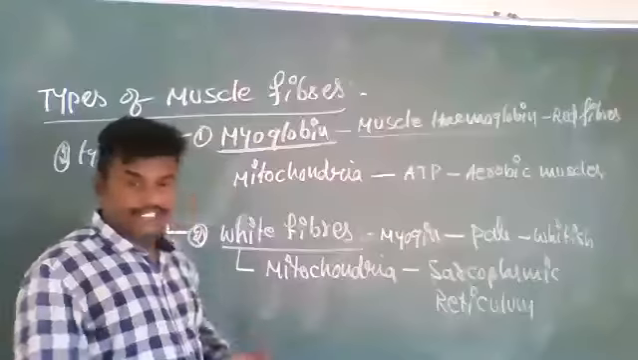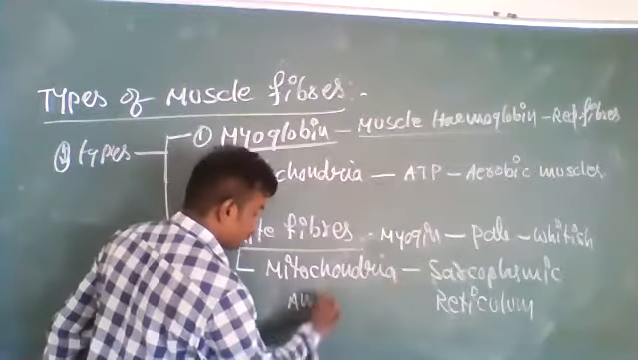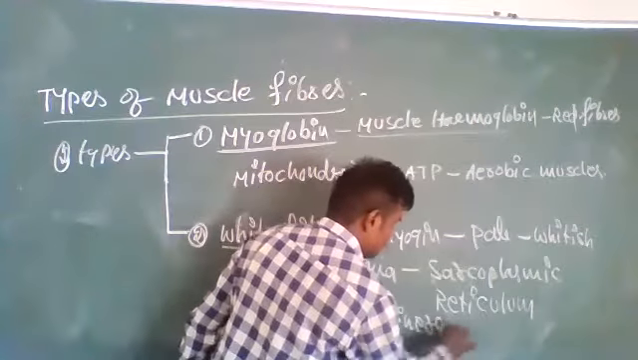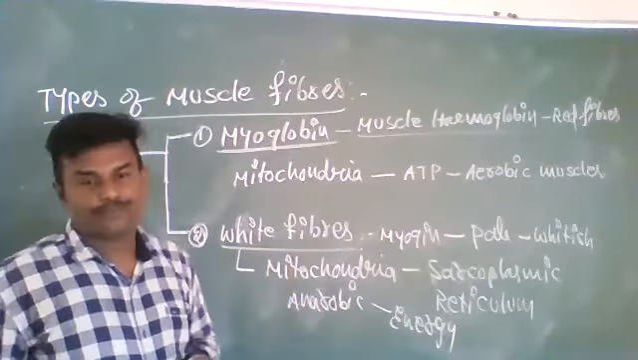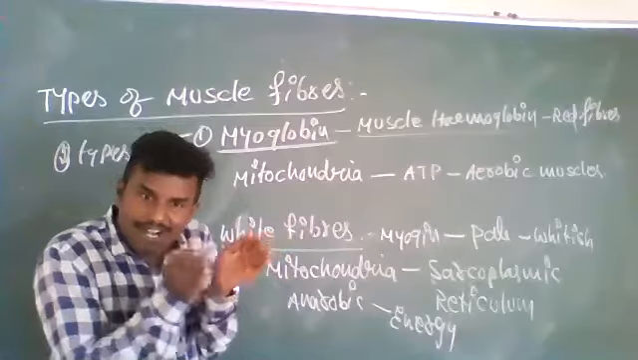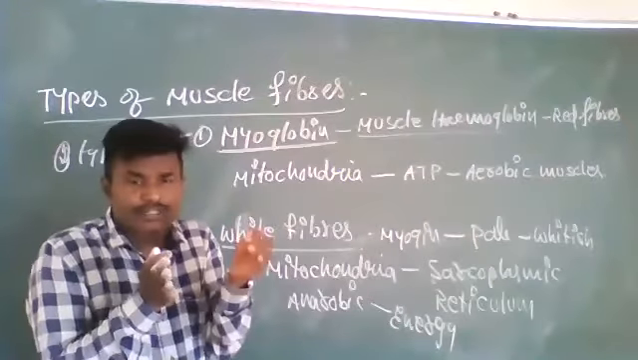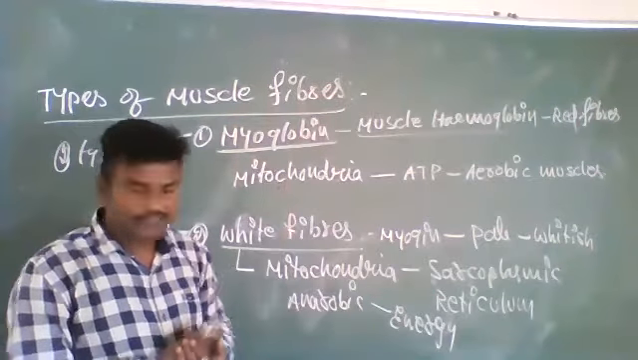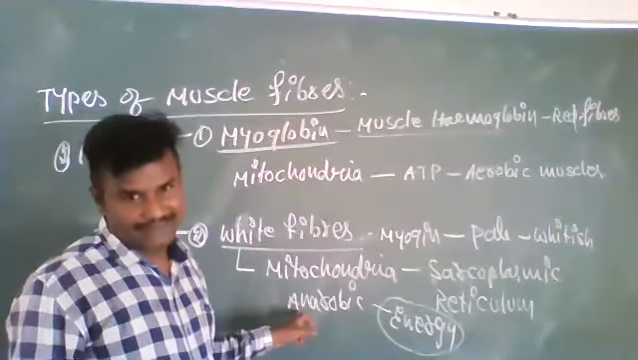Here is one more point. Red fibers use the aerobic process. Here, white fibers use the anaerobic process for the release of energy. That means without oxygen also, these muscles can perform the process and release energy. White fibers show short-duration, but high intensity of contraction. That's why these are called anaerobic white fibers.